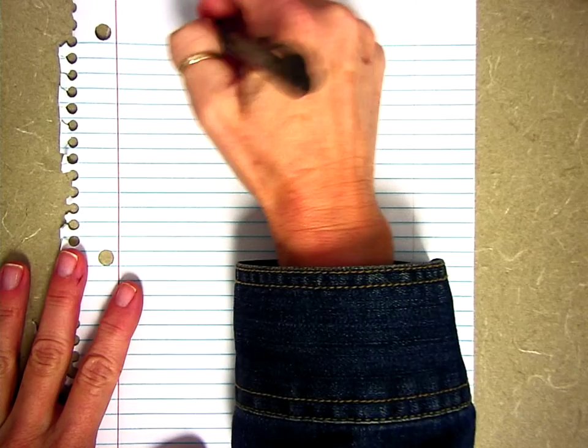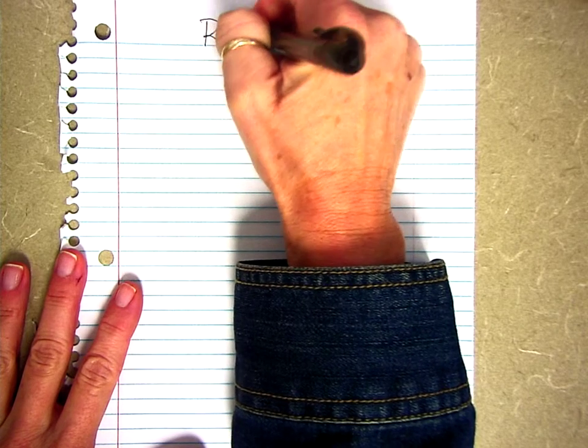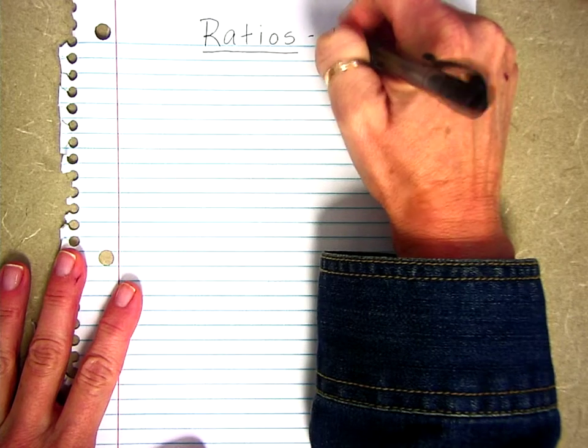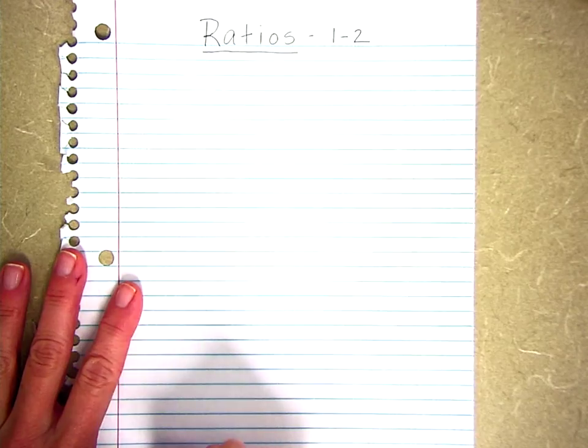Okay, students, we're going to look at Chapter 1, Section 2. We normally don't take notes on notebook paper, but we are today. The title of the chapter is simply Ratios. This is Chapter 1, Section 2.